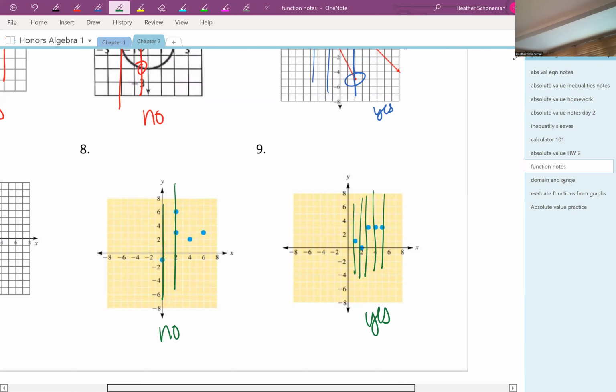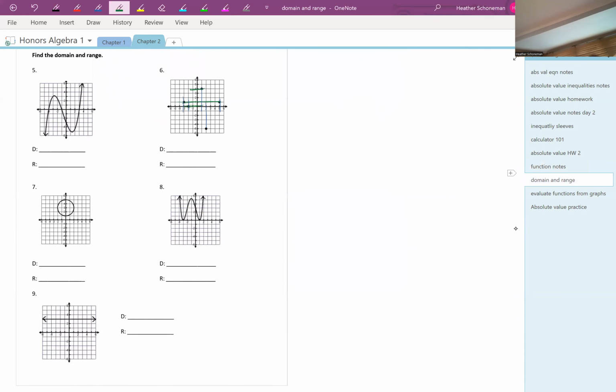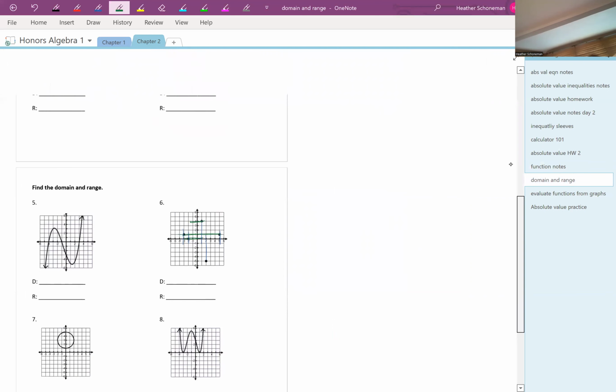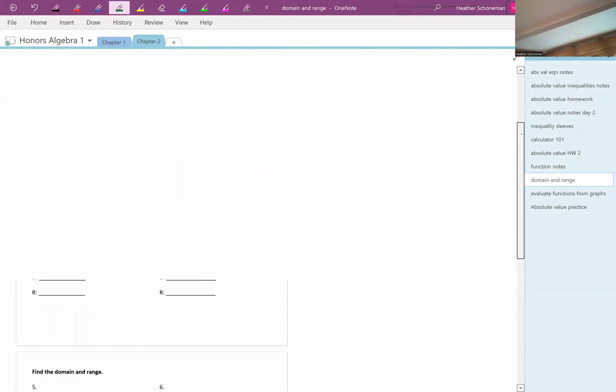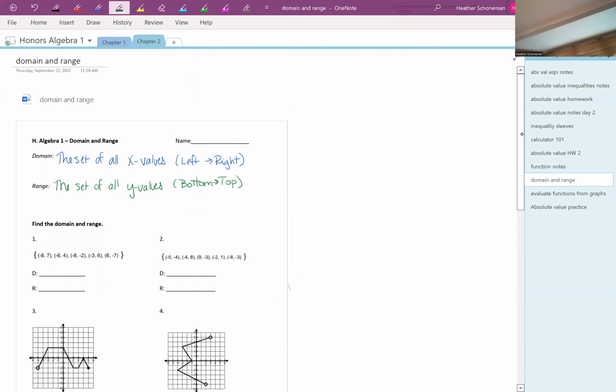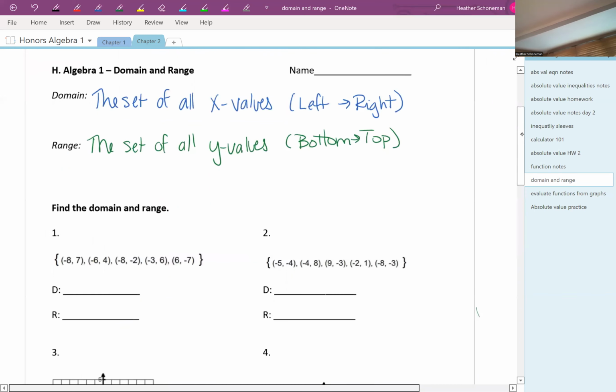Okay, so after we talked about functions, then we talked about domain and range. And domain is the set of all x values. We read it off of the x-axis and we read it from left to right. The range is the set of all y values and we read it off of the y-axis from bottom to top.